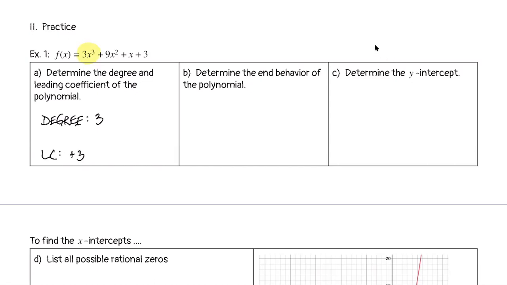The end behavior is down, up. Good. So we know that we have an odd degree and a positive leading coefficient. So together, those two tell me the end behavior is down, up. Okay. Good. And what about that y-intercept?